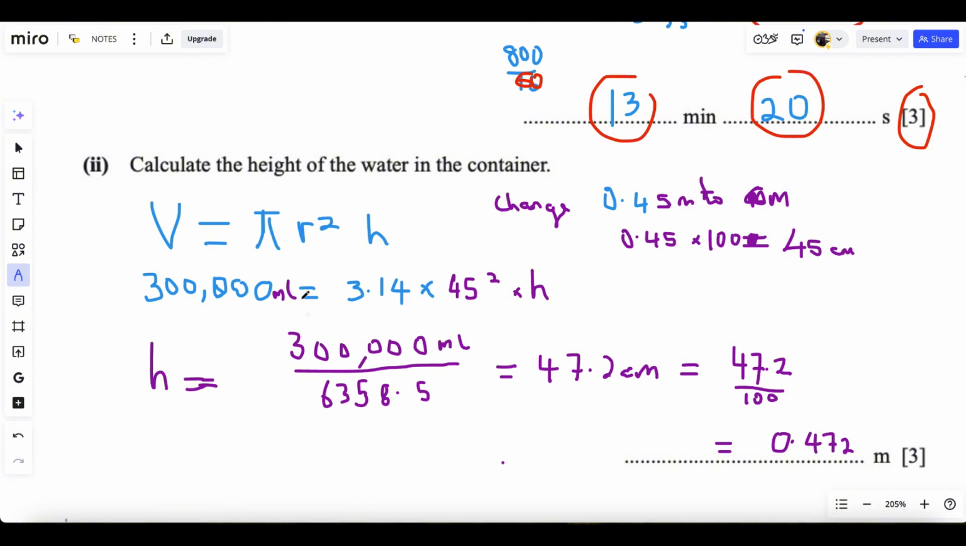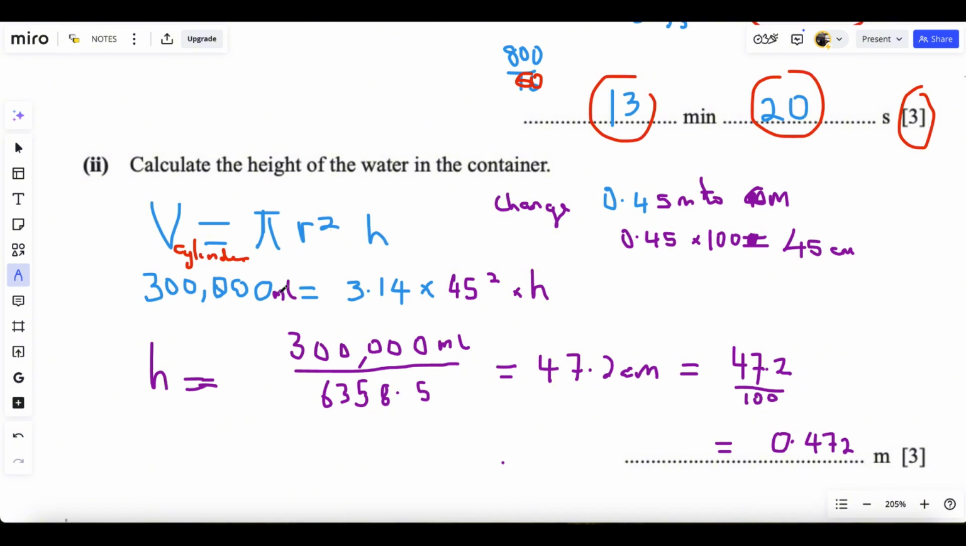The next question says, calculate the height of the water in the container. So you cannot calculate the height without knowing the volume. So the volume formula, since it's a cylinder, you say volume of a cylinder. Now they did give you the formula. Why I say you have to know all the formulas for mensuration. If you don't know, you will not be able. Volume equals to pi r square h.